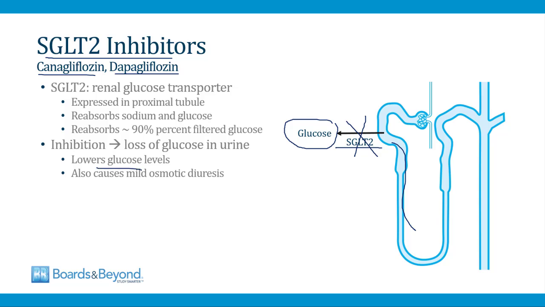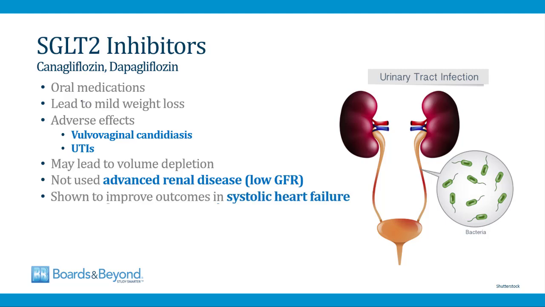And because there is more glucose in the urine, this will cause a mild osmotic diuresis, and therefore these drugs are also mild diuretics. SGLT2 inhibitors are oral medications, and one of their benefits is they lead to mild weight loss. You're basically spilling glucose in the urine when you take these drugs, and that's like burning a bunch of glucose every day and burning some calories every day simply by taking this medication.